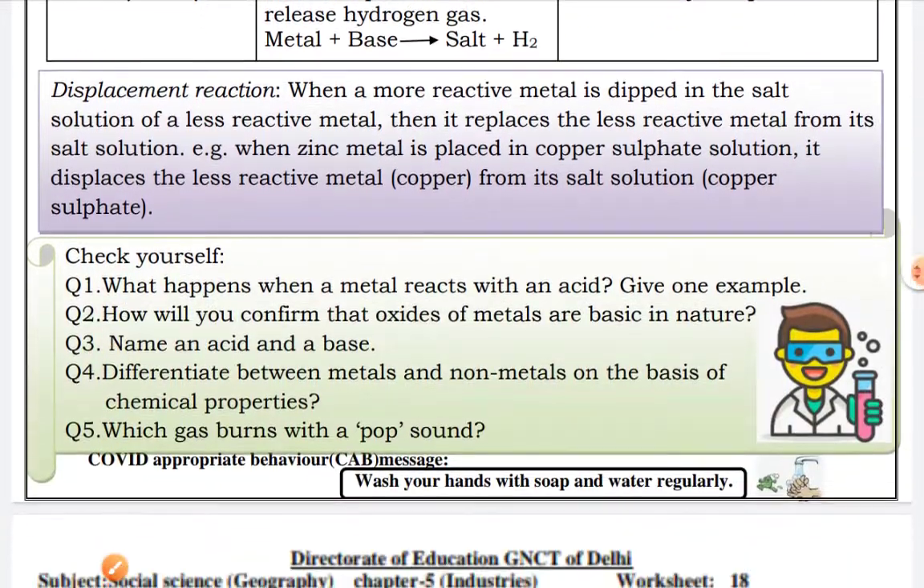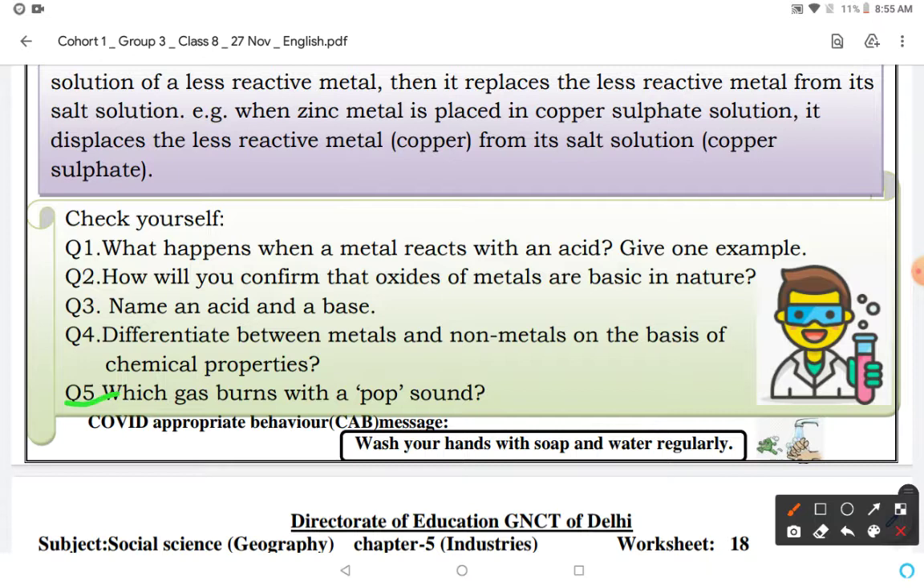Now last question. Which gas burns with a pop sound? The answer of this question is hydrogen gas. Hydrogen gas burns with a pop sound.